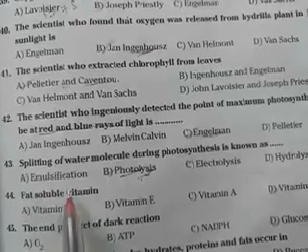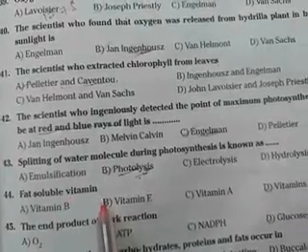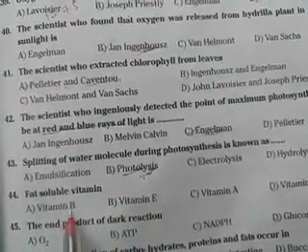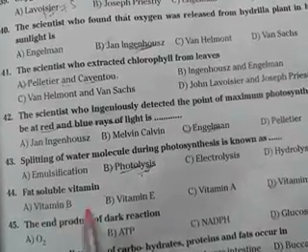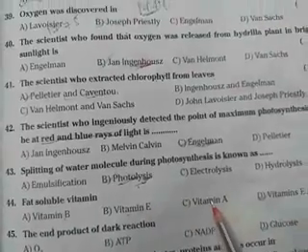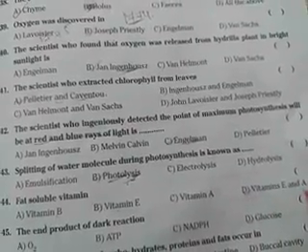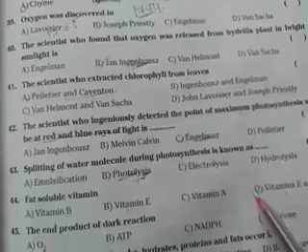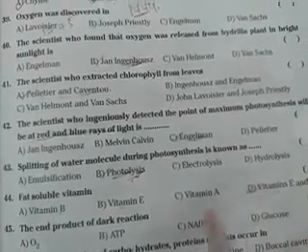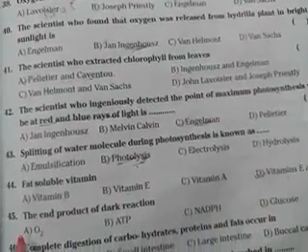Next, 44. Fat soluble vitamin. Vitamin B is a water soluble vitamin. Vitamin E and vitamin A are fat soluble. Next, option D is vitamin E and A. So option D is correct. Vitamin E and A both are fat soluble vitamins.